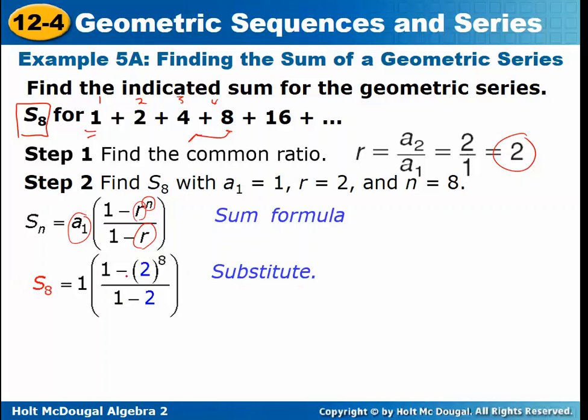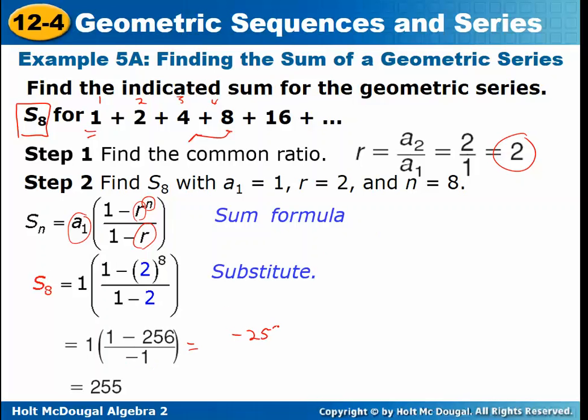So S sub 8 is equal to 1, that's kind of nice, times, in the numerator, we have 1 minus 2 to the 8th, and we'll have to do the 2 to the 8th part. And then in the denominator, we get 1 minus 2. So now we simplify. The 1 still stays as the 1. Then on the numerator, we have 1 minus 2 to the 8th is 256, and then in the denominator, we have negative 1.